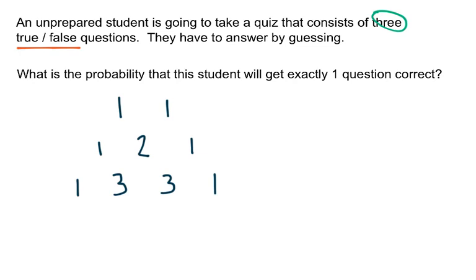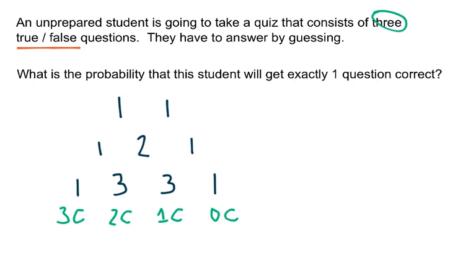Now as we go across here, this isn't a necessary step, but I think it's really helpful to label. The first one that we come to tells us the number of ways that the student could get 3 correct answers. Then this 3 tells us this is the number of ways that they could get 2 correct, the number of ways that they could get 1 correct, and the number of ways that they could get 0 correct answers.